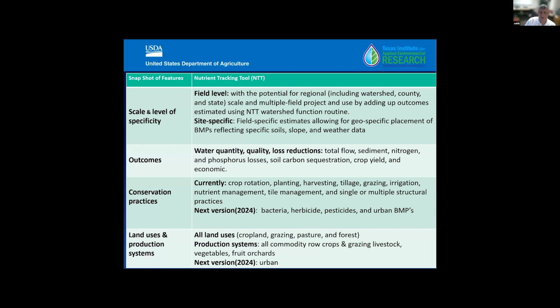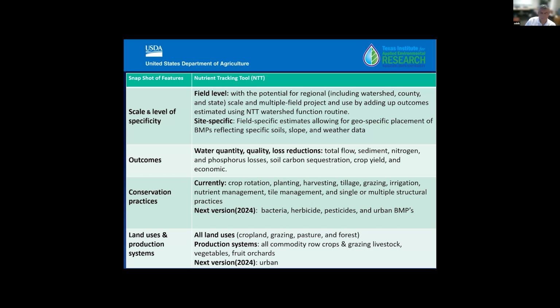Scale. NTT was originally created for field and farm scale, but now it can be used for watershed, county level, and state level. Simulation. We have a sister program to NTT running in the background. It runs all of those scales and gives the user the numbers that come from the output at any of those scales. We will talk about that as an example later on.